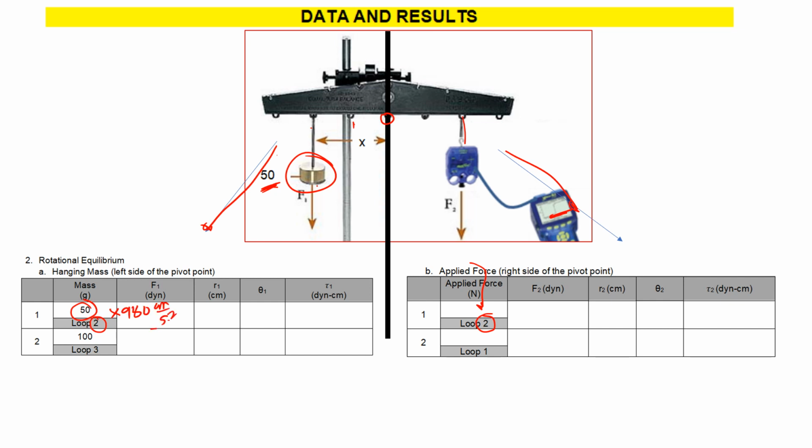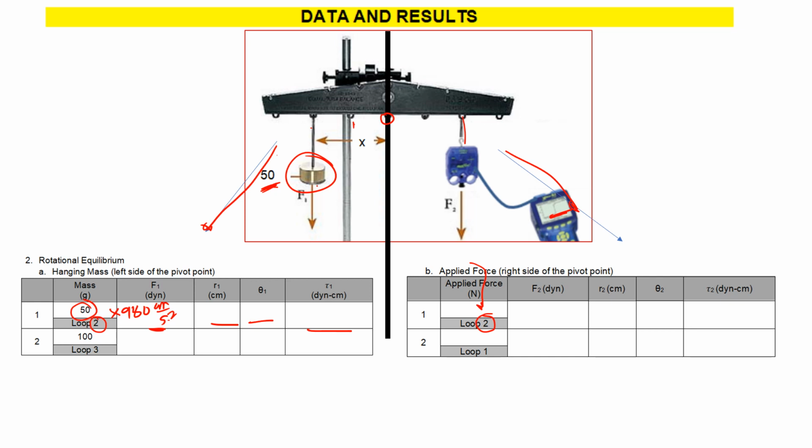Okay, we can get the F1. And then R1 and theta 1, so they are the values of the lever arm and also the angle on loop number 2. So we need to look at the table showing the value of R and also the value of theta. And then torque 1, again, the formula for torque is F R cosine theta.